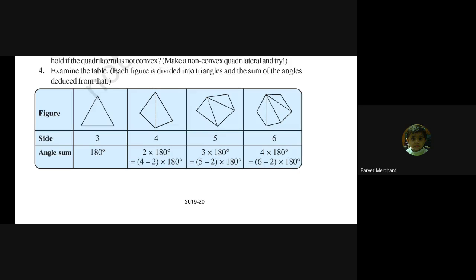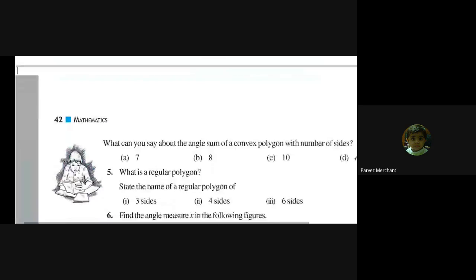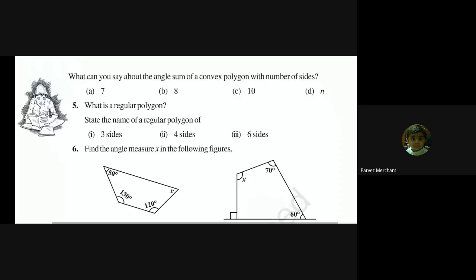And then pentagon. In a pentagon, we divide it into three triangles. So 3 into the angle sum of a triangle, 180 degrees. So 3 into 180, 540 degrees. And then after, in a hexagon, we divide the hexagon into 4 triangles with the help of diagonals. So we get 4 into 180, 720 degrees. Do you get it? Yes or no? Yes, sir.